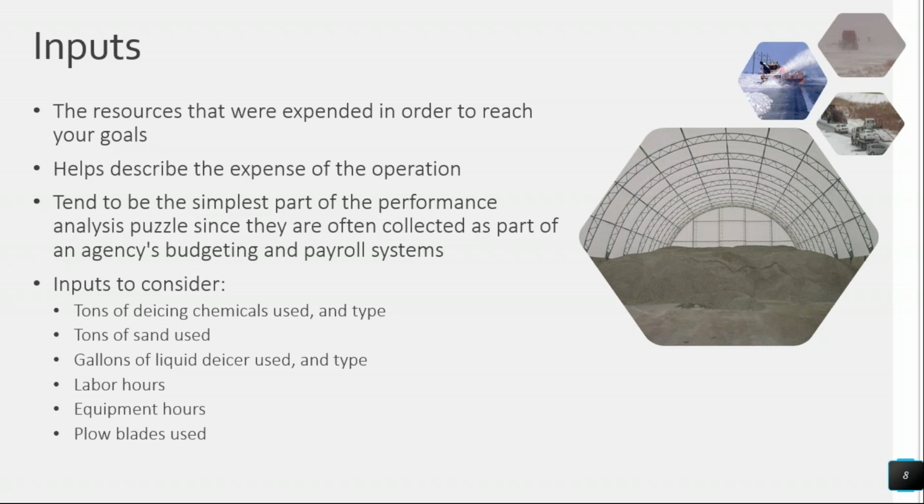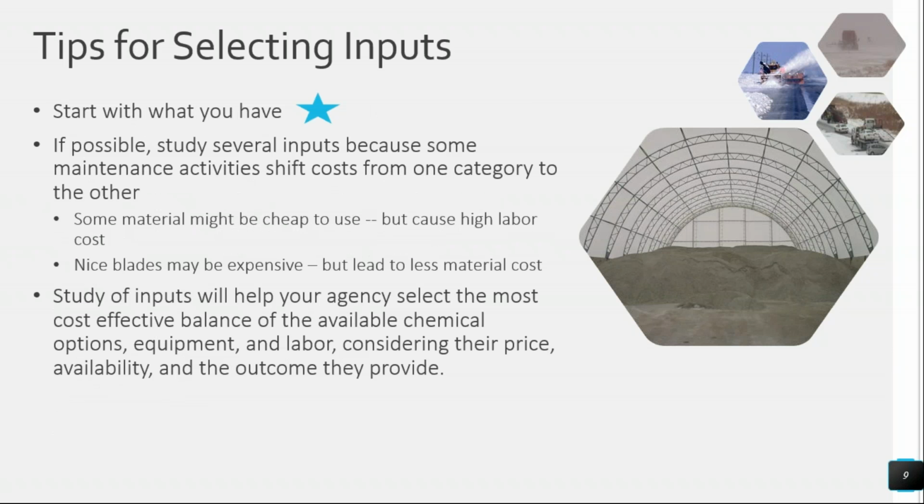So some inputs that might be readily available to you are things such as tons of de-icing material used and its type, tons of sand or grit, gallons of liquid de-icer and the type, how many labor hours you used, equipment hours, how many plow blades you burned through. All these types of things can be considered really good inputs to use. So really, when you're selecting these inputs, oftentimes you can and should start with what you've got, because you probably have some of these laying around.